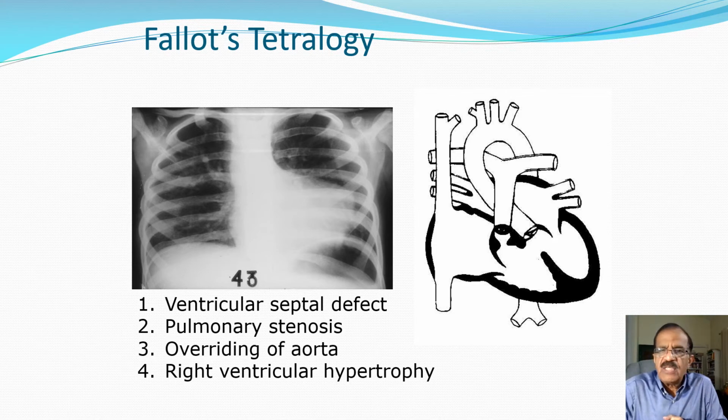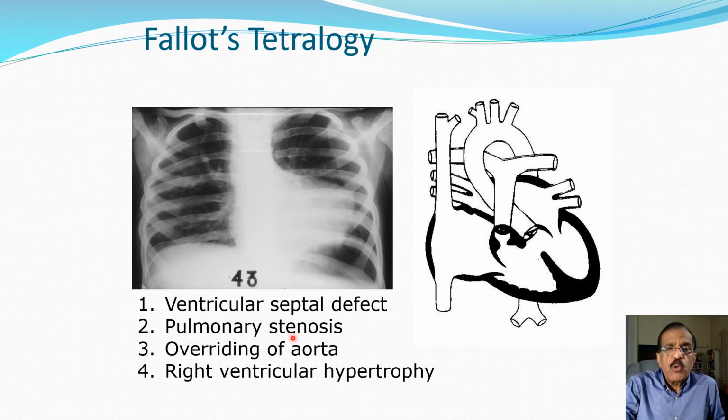As I discussed earlier, the commonest cyanotic heart disease is Fallot's tetralogy, and we will discuss this in some more detail. It is called tetralogy because it has 4 components. It is called Fallot's because he was the physician, the scientist, who described all these 4 features, so it is named after him. First, there is ventricular septal defect. Then there is pulmonary stenosis.